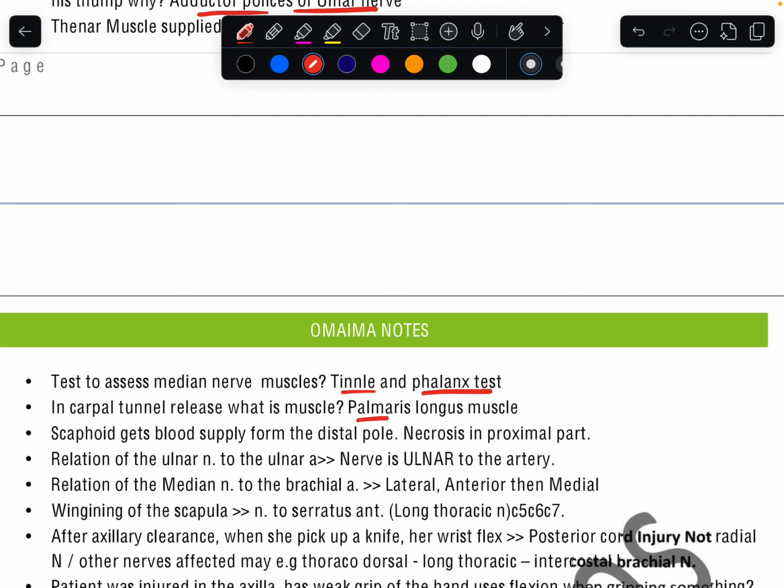Carpal tunnel release, muscle not injured is palmaris. Muscle above the carpal tunnel is palmaris longus. Scaphoid blood supply comes from the distal pole, so necrosis affects the proximal pole. Relation of ulnar nerve to artery: the nerve is medial to the artery. Relation of median nerve to brachial artery: lateral then medial, crossing anteriorly.